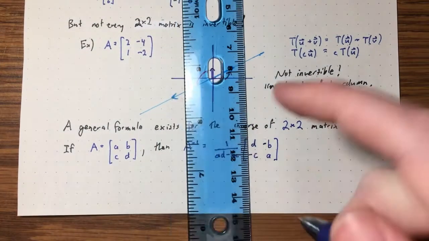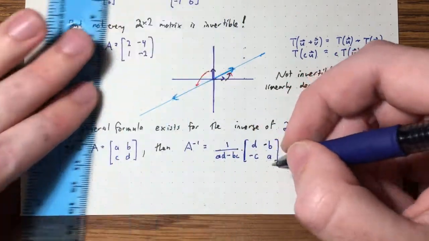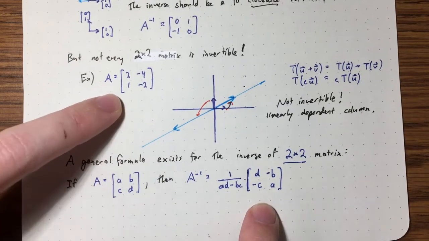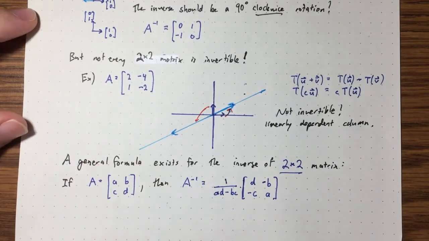You should feel free to use this formula. It only works for 2 by 2. Again, the formula gets much more complicated for 3 by 3 even. And for 4 by 4, you'll have a hard time even fitting it on a piece of paper. But wait a second. Why couldn't we have used this formula for this matrix? Can't we just plug this into the formula?